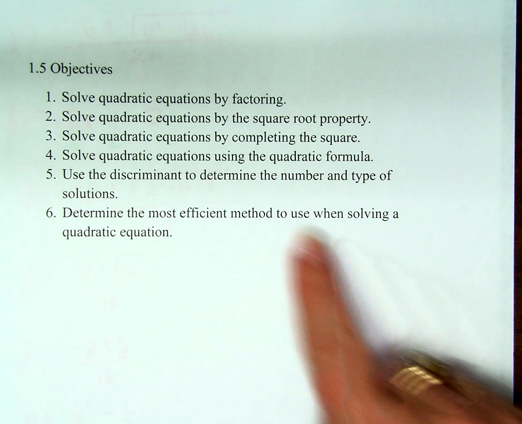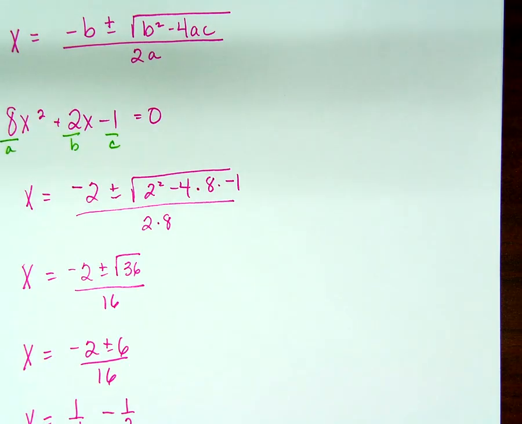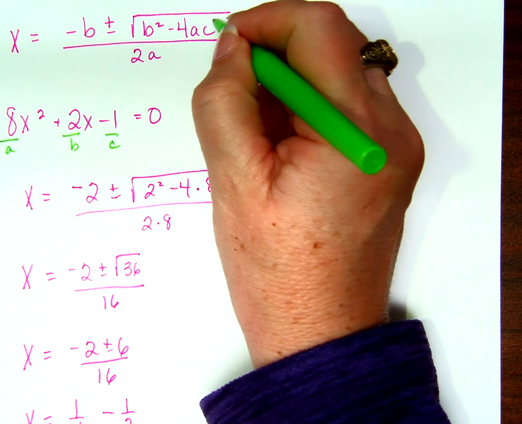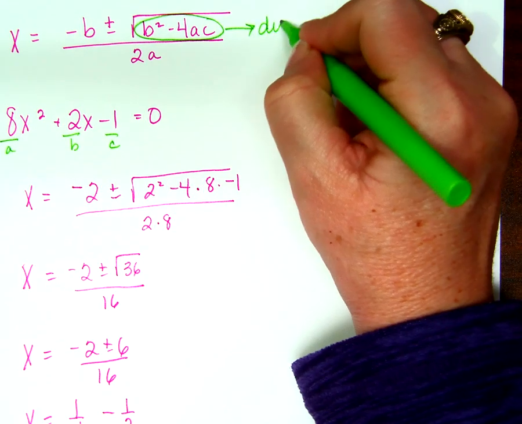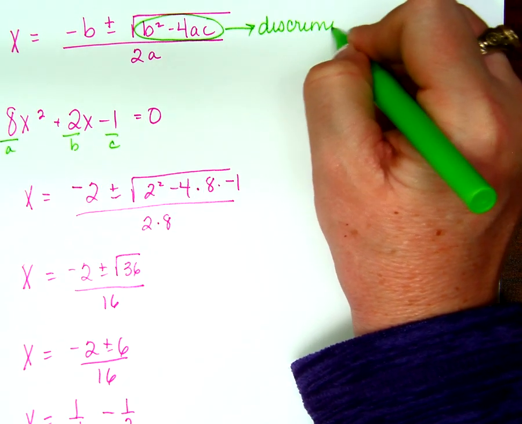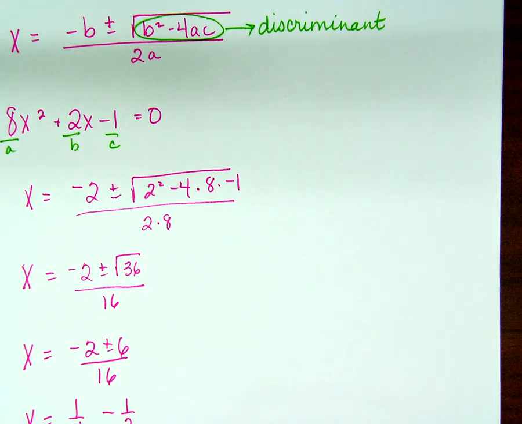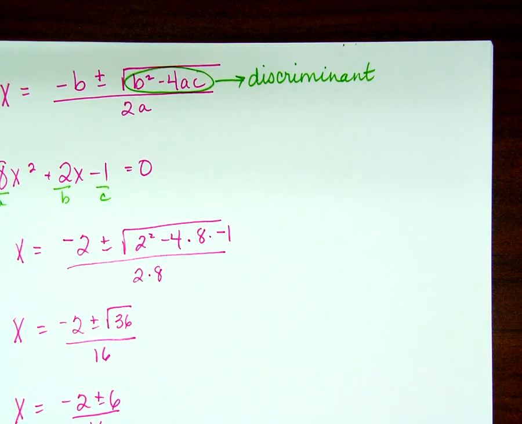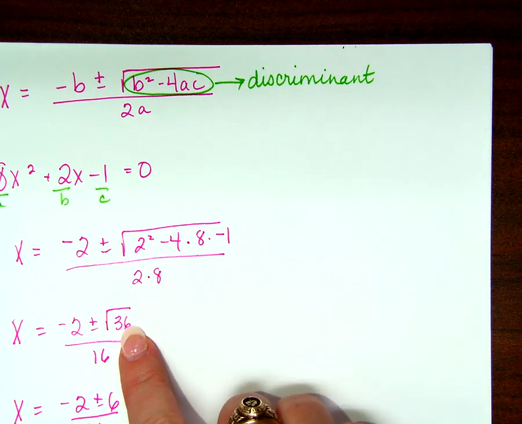solutions. Do you remember what the discriminant is? Do you remember that it's part of the quadratic formula? It's b squared minus 4ac, right? It's the thing inside of the radical. This is the discriminant. Okay, that's the discriminant. By looking at the discriminant, by solving it, in this case our discriminant was 36, right?